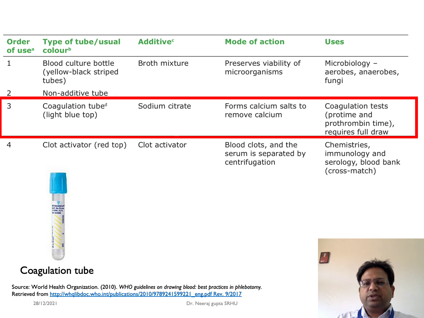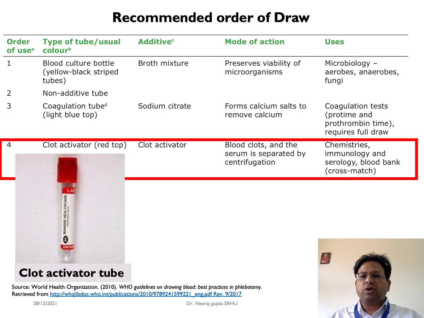After this, we will collect samples for coagulation tests like prothrombin time, using a light blue top color tube. Now, this type of tube has sodium citrate, which forms calcium salts to remove calcium and prevent clotting. Next, we will use clot activator tubes for tests in chemistries, immunology, and serology, as well as blood bank. Now, these tubes have blood clot activator, which promotes blood clotting, and serum is separated by centrifugation.